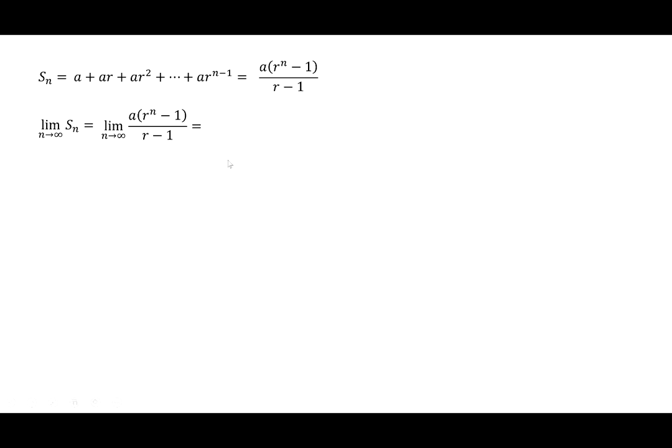In that case, the r to the n goes to 0, and so we have a over 1 minus r, a times -1 over r minus 1, which is a over 1 minus r, provided absolute value of r is less than 1.